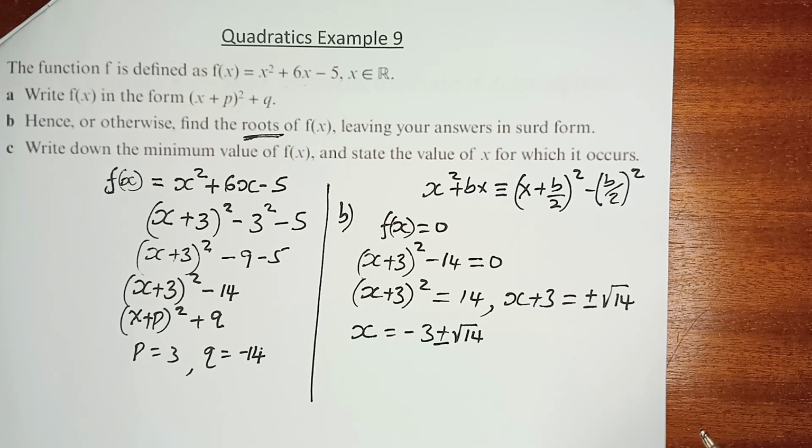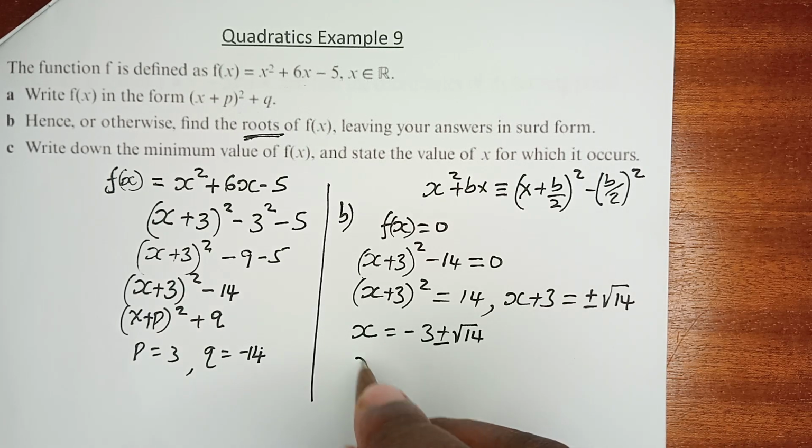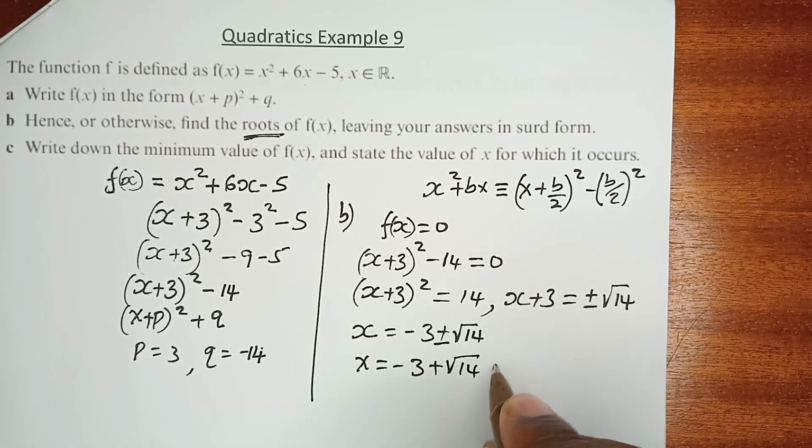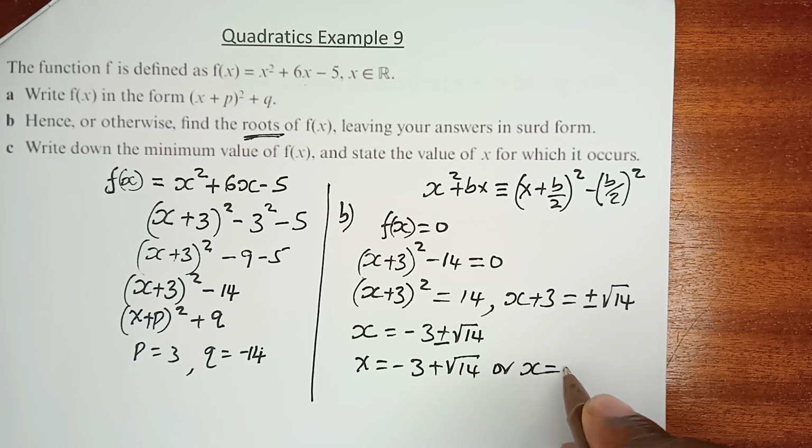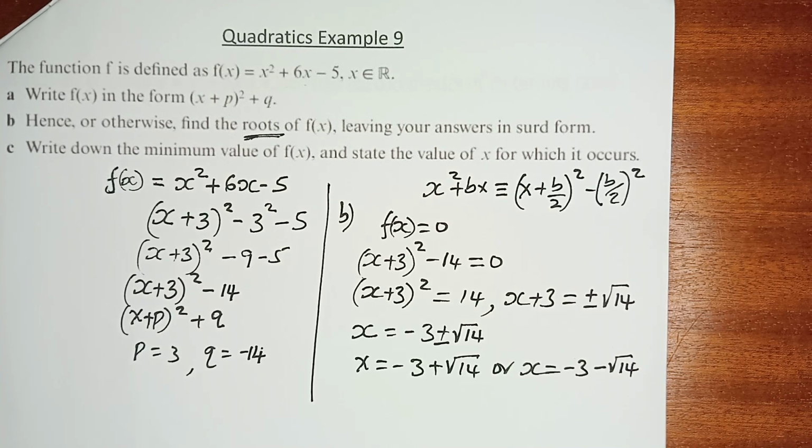It means that we have two roots. x is either minus 3 plus root of 14, or x is equals to minus 3 minus the root of 14. That quadratic expression or equation has two distinct roots. That means it cuts the x-axis at two distinct points. And that is as far as part B is concerned.